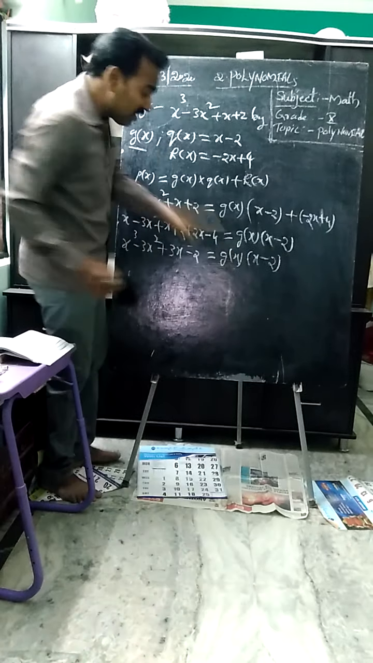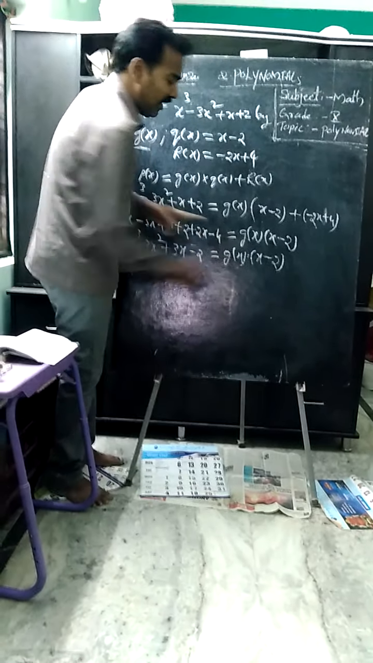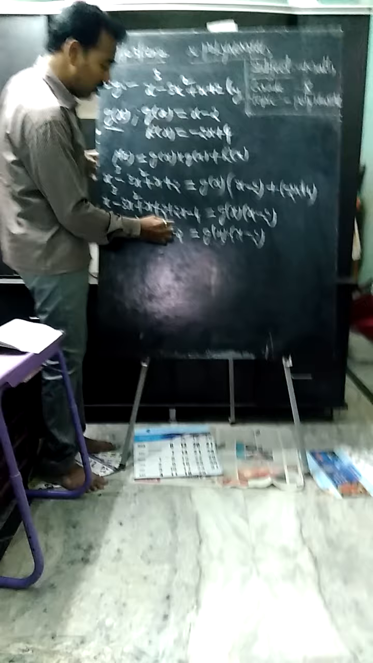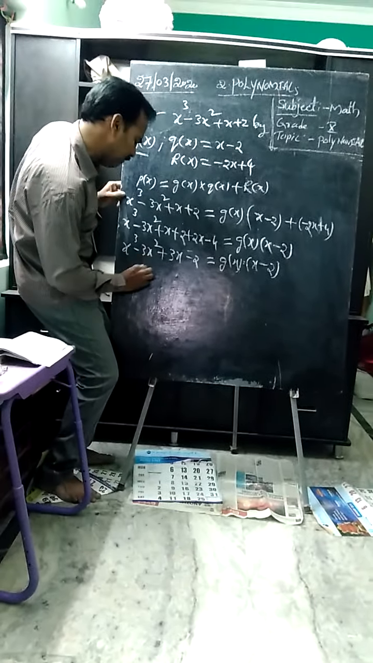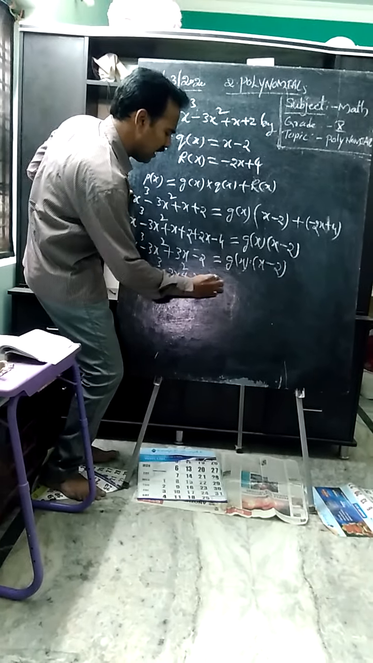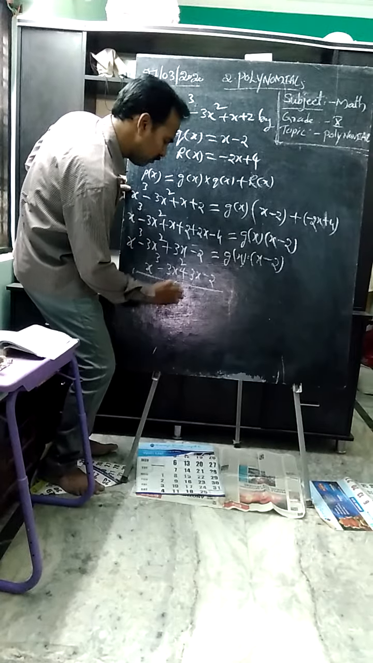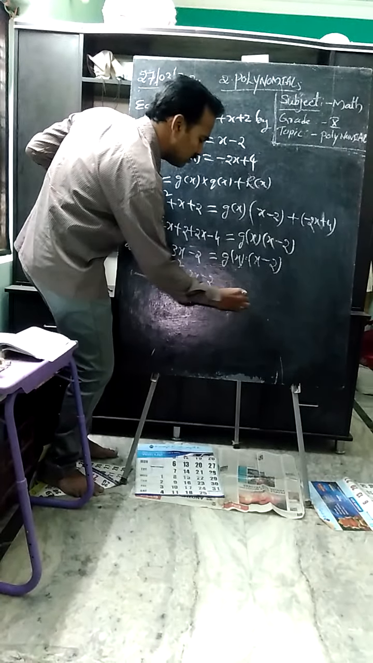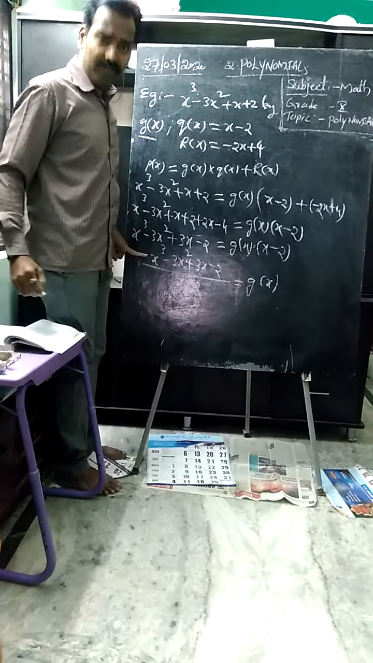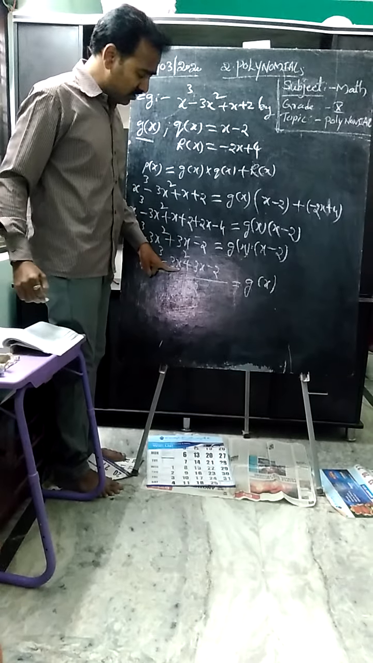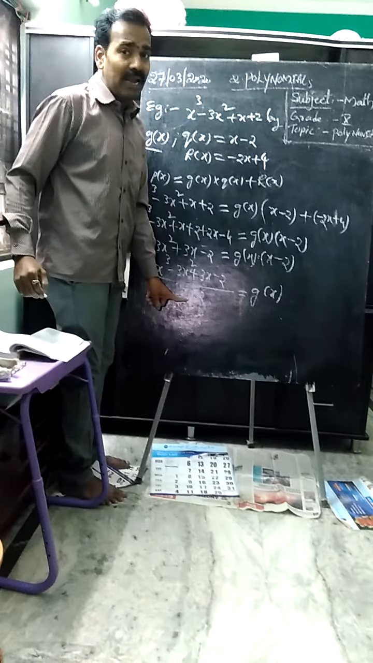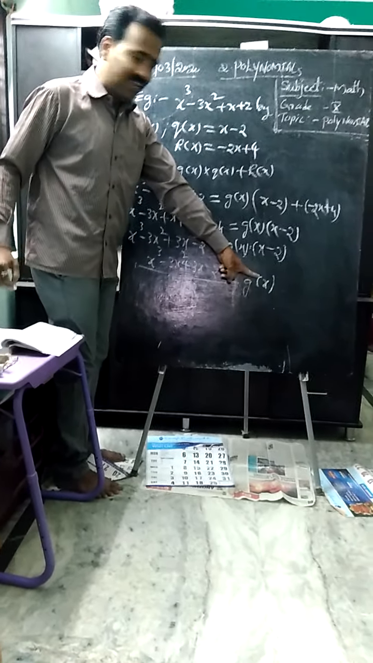But here we require g of x, students. But here x minus 2 is in multiplication. When we send it to this side, it becomes division. So we have here x cube minus 3x square plus 3x minus 2 by x minus 2, that is g of x. To find g of x, we need to divide x power 3 minus 3x power 2 plus 3x minus 2 by x minus 2. By applying long division, we will get g of x.